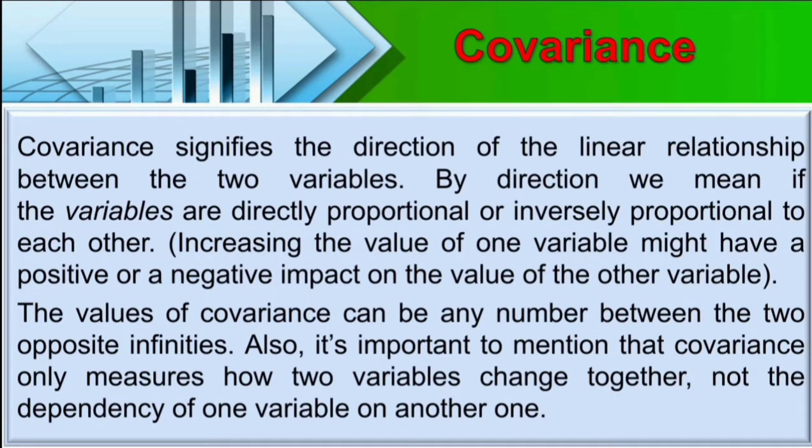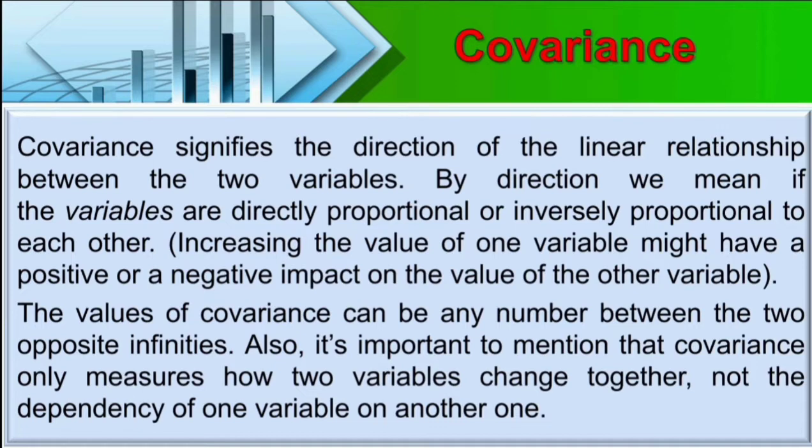Covariance. Covariance signifies the direction of the linear relationship between the two variables. By direction, we mean if the variables are directly proportional or inversely proportional to each other. Increasing the value of one variable might have a positive or a negative impact on the value of the other variable. The values of covariance can be any number between the two opposite infinities.